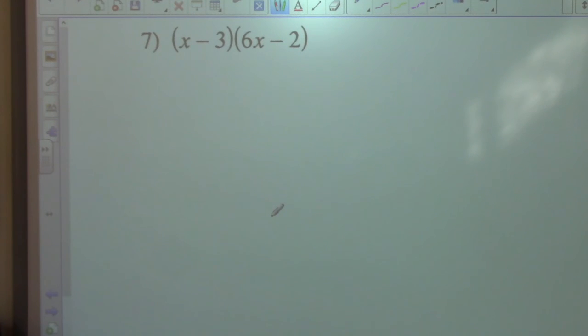All right, Luke, it's your turn. What do you think, Luke? I've got 6x to the power of 2. So he starts out with 6x to the power of 2 minus 20x plus 6.